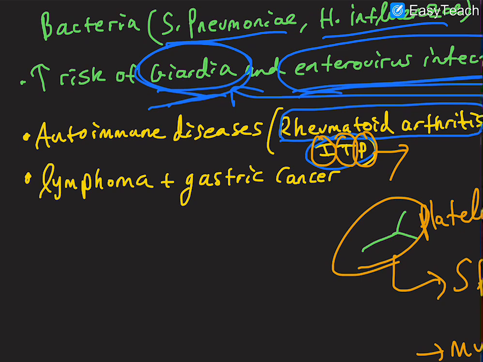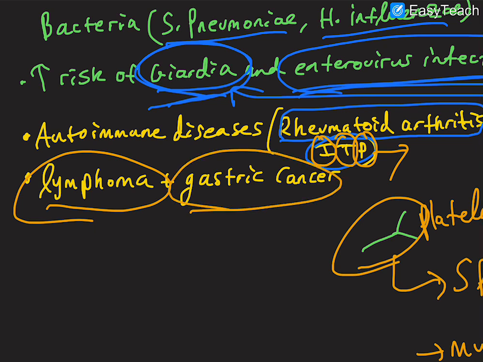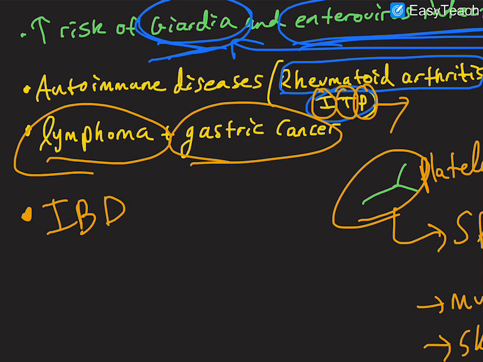But another thing to keep in mind is you can also see lymphoma associated with common variable immunodeficiency, and gastric cancer. So it's important to know certain associations: rheumatoid arthritis, gastric cancer, lymphoma, ITP. And something else that can be associated with common variable immunodeficiency is inflammatory bowel disease. The two main inflammatory bowel diseases that we're familiar with are Crohn's and ulcerative colitis. So let's write that down. Those are the diseases that make up the inflammatory bowel diseases.